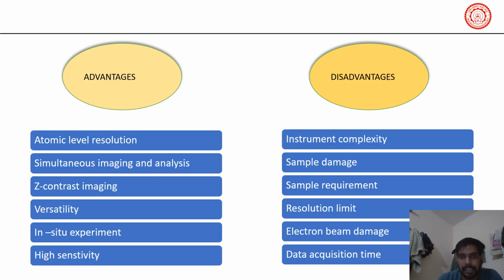Now coming to the advantages and disadvantages of STEM. The advantages of STEM are that it gives atomic level resolution, simultaneous imaging and analysis, because we have a multiple detector system in STEM, and Z contrast imaging also. There is versatility in in situ experiments, and there is high sensitivity. Regarding the disadvantages, as with TEM, there is instrument complexity and a chance of sample damage. The sample requirement is also a challenging task in TEM and STEM both. There is also a resolution limit, electron beam damage, and a high data acquisition time.